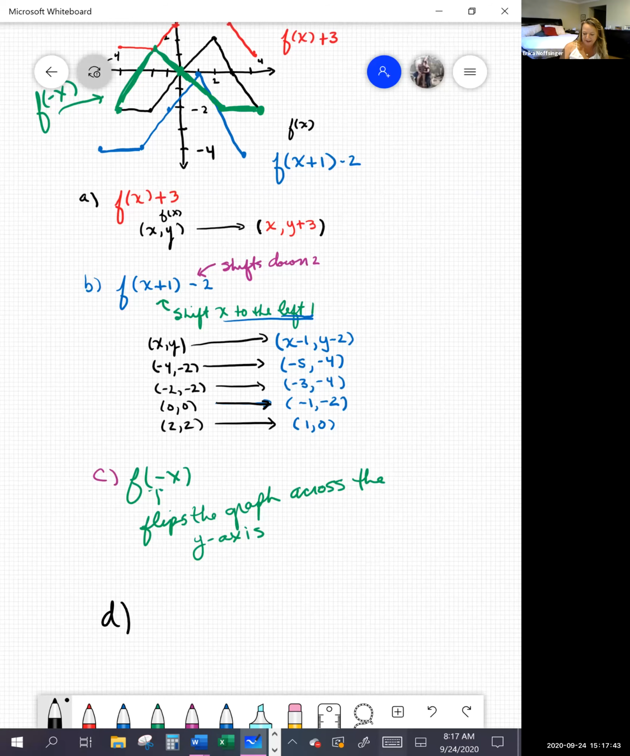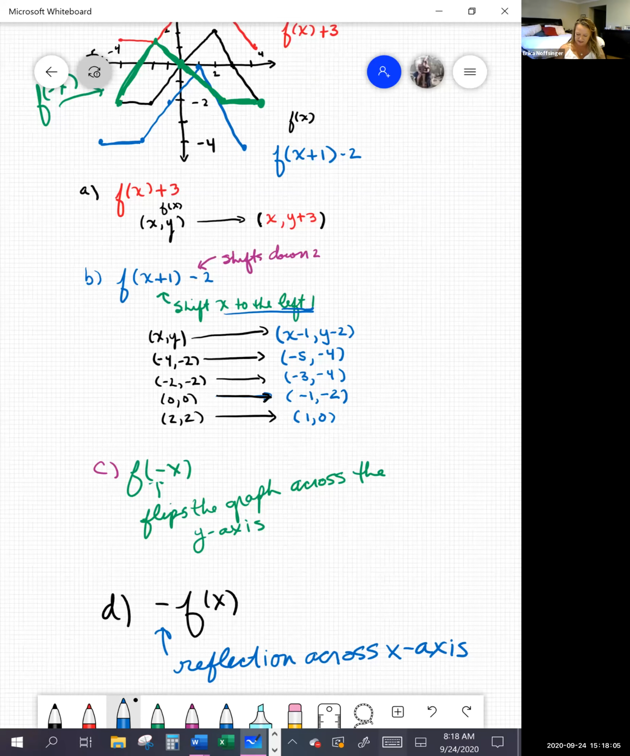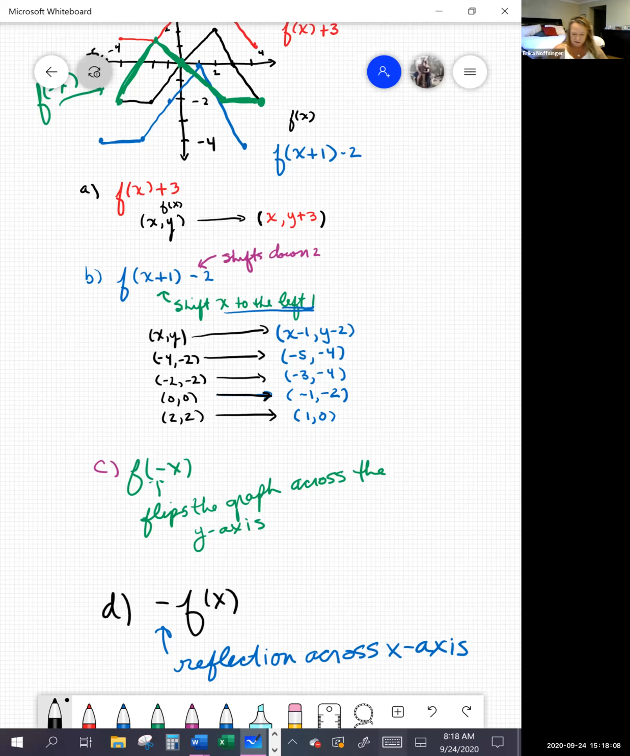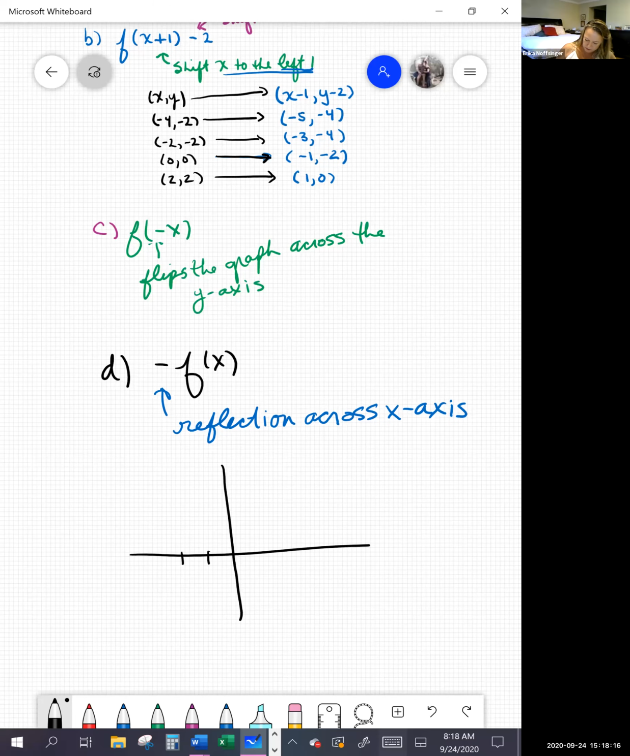So negative f of x is going to be a reflection across the x-axis. It's just changing the signs of our y on the graph. And so we could just start taking points. I don't know if we want to do a different color. And just because it's getting so crowded over there, let me just regraph it really quick.